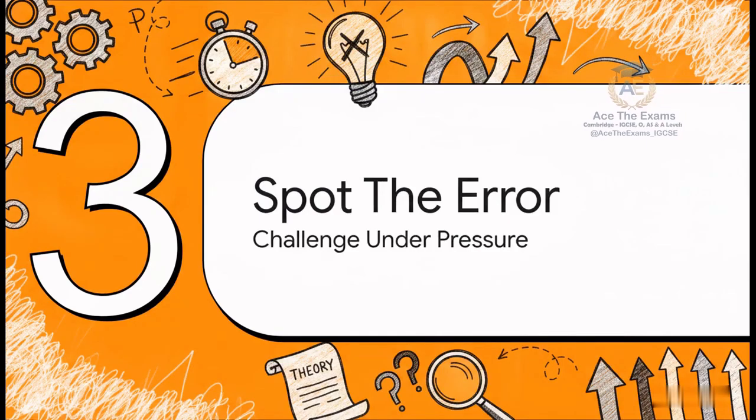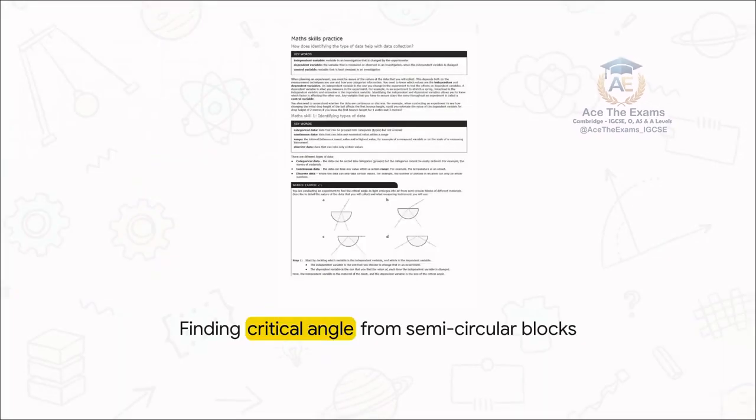Section 3, spot the error challenge. The stakes are rising, so let's apply this under a bit of pressure. This is a real Cambridge-style setup, worked example 2.1 from our source material. You're finding the critical angle as light emerges into air from semicircular blocks of different materials.